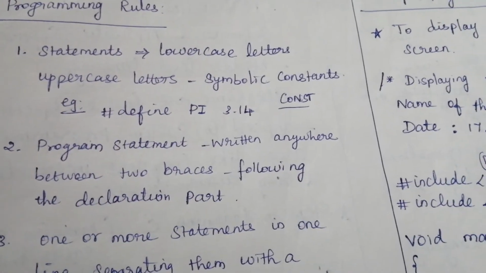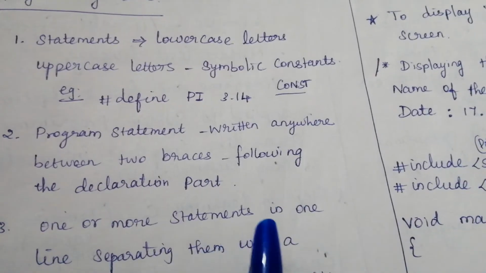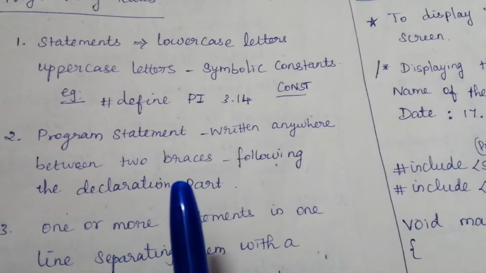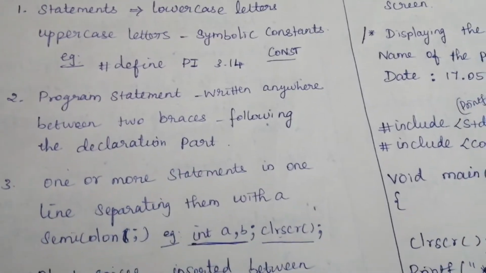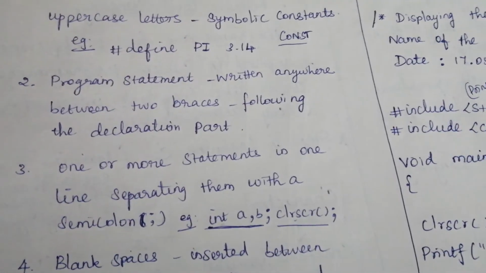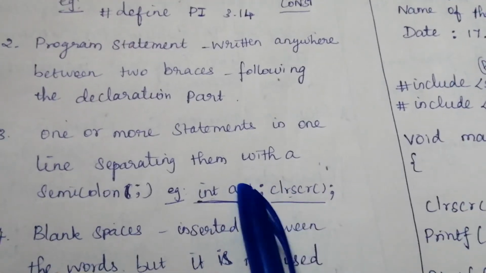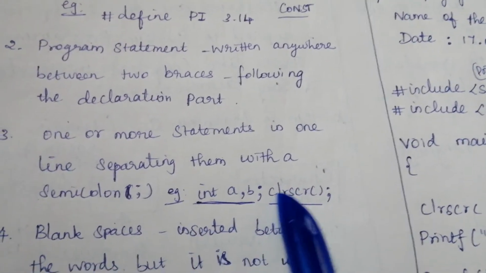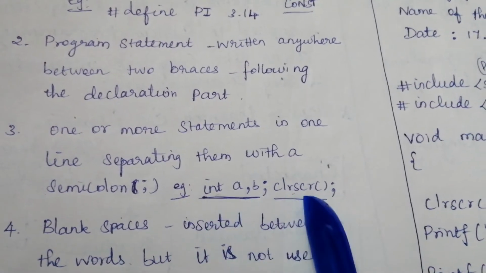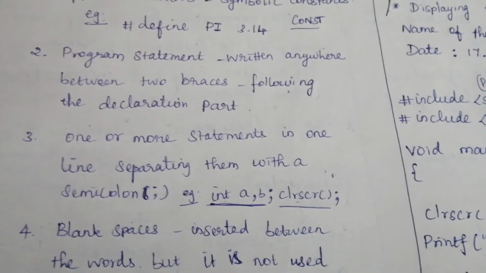The second rule is that a program statement can be written anywhere between the two curly braces, that is, following the declarative part. That is the executable part. So that is what a program statement is. Normally we can write one or more statements in a single line. Those statements are separated with a semicolon. For example, this is one statement and the next statement is the clear screen function. Those two statements can be written in a single line, separated with a semicolon. So this is about the third rule.